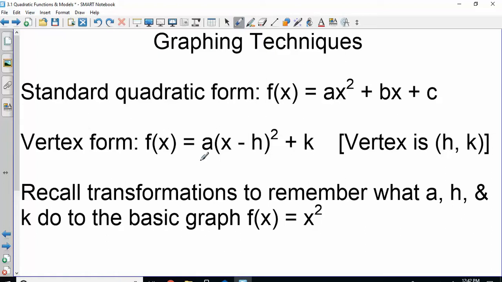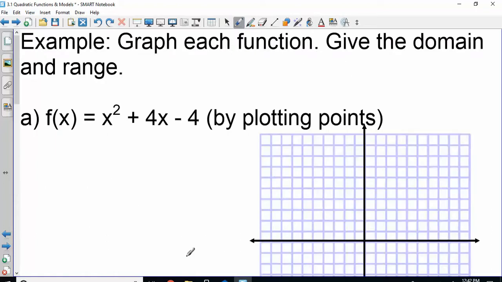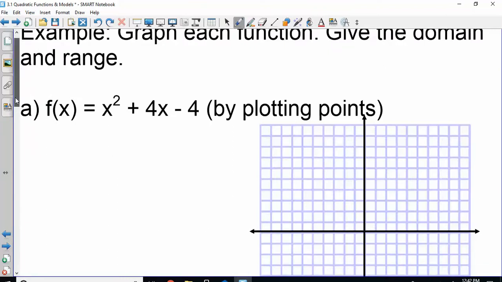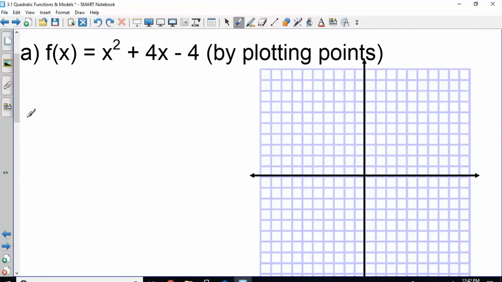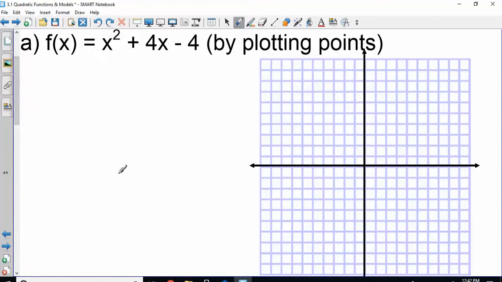Alright, so let's practice. We're going to graph a few. We know we should be getting a parabola. We're going to graph these and give the domain and range. This first one, I'm trying to illustrate a point here, so I want us to graph this by plotting points. We're just going to make a t-chart until we get the graph.